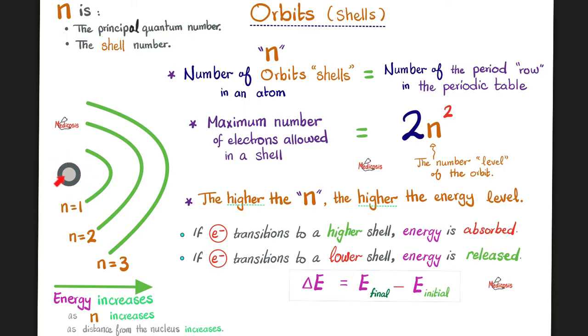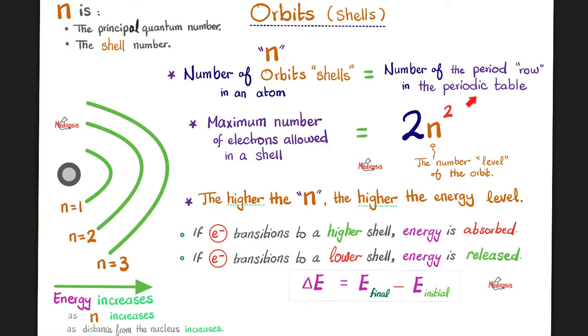Suppose that this nucleus has 3 orbits around it. We'll call the first orbit or the first shell n equals 1. The second one is the second, so n equals 2. How about the third shell? N equals 3. Surprise, surprise, the maximum number of shells is the same as the number of the period in the periodic table. Let's look at sodium, for example.